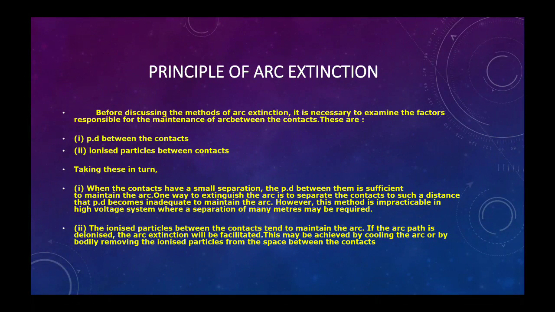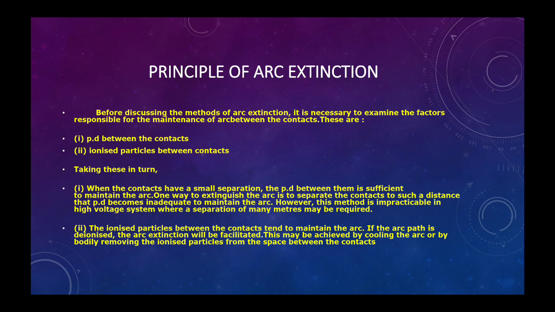Now the principle of arc extinction. Before discussing the method of arc extinction, it is necessary to examine the factors responsible for the maintenance of arc between the contacts. The following factors are responsible for arc between the fixed contact and moving contact of a circuit breaker. Number one, the potential difference between the contacts, and number two, the ionized particles between the contacts. When the contacts have a small separation, the potential difference is sufficient to maintain the arc.